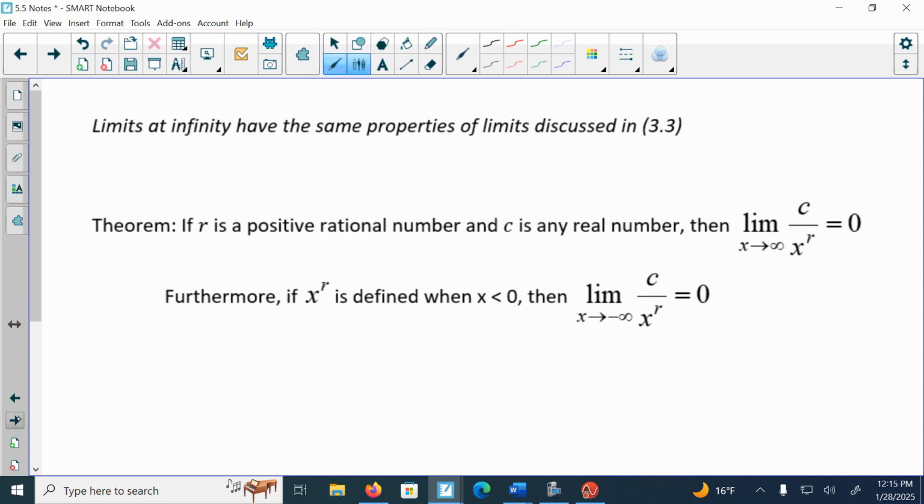Limits at infinity have the same properties as limits discussed in section 3.3, which is what we did earlier in the year. So if r is a positive rational number and c is any real number, you're dividing a constant by a larger and larger number, so it's going to be 0. If x to the r is in the denominator when x is less than 0, so this is going to be a negative number, it's also going to be 0.